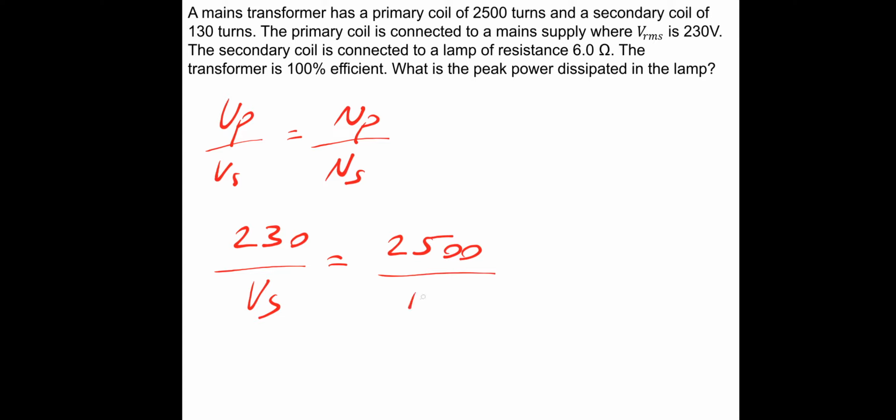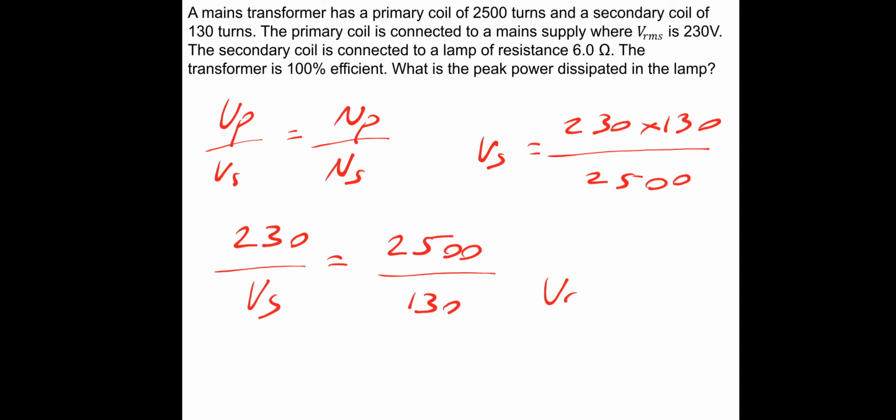divided by 130. And if we rearrange to get VS, so the voltage secondary is equal to 230 times 130 divided by 2,500. That gives a voltage secondary of 11.96 volts. So I'm going to clear this. So the voltage secondary is 11.96 volts.